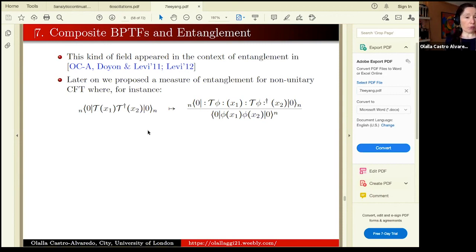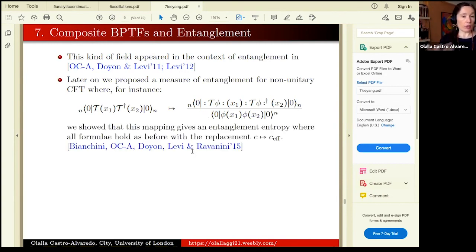One way to solve that problem would be to replace that two-point function by a ratio of two-point functions of this type. So somehow it would be more natural to use this field T phi, which has a positive conformal dimension, than to use the original T.